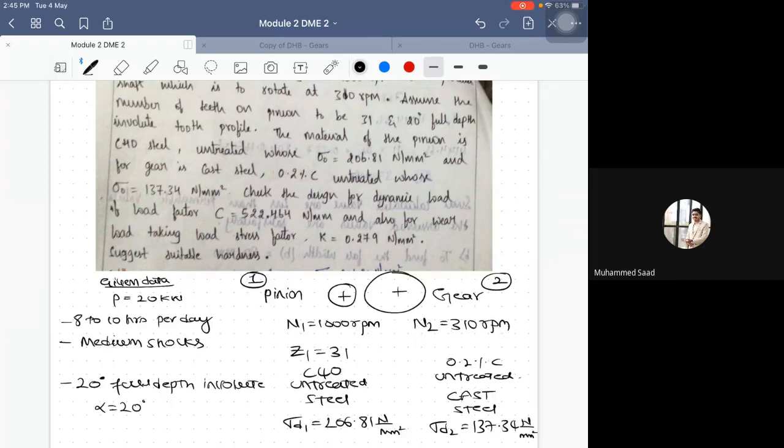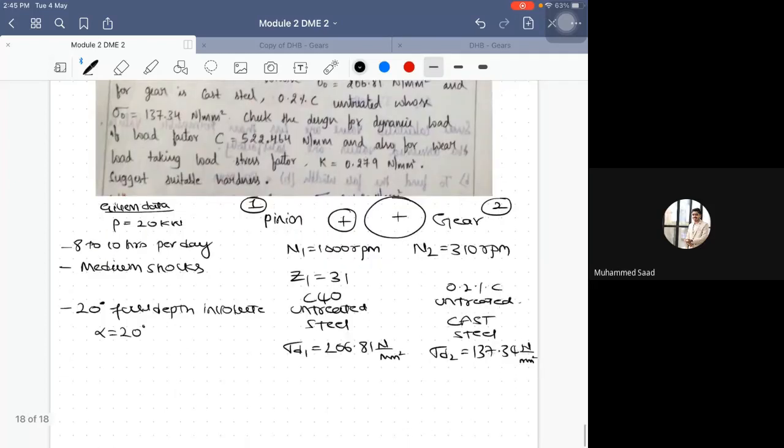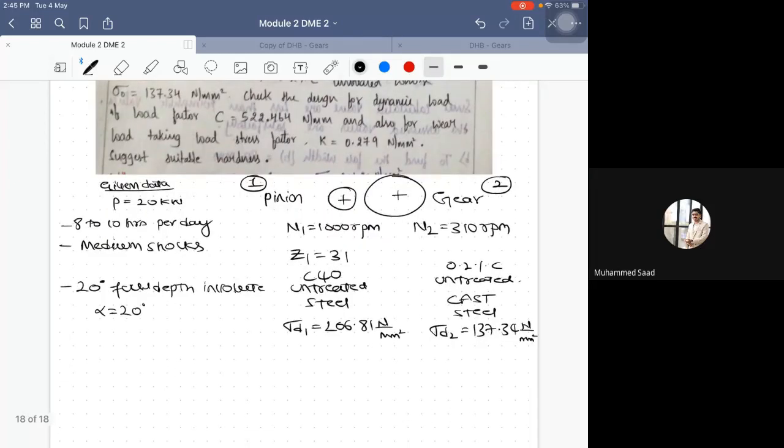Very good. Next, what he has given: check the design for dynamic load. What we need to find here, what are the tasks given. The first task is being given as check the design for what? Dynamic load.